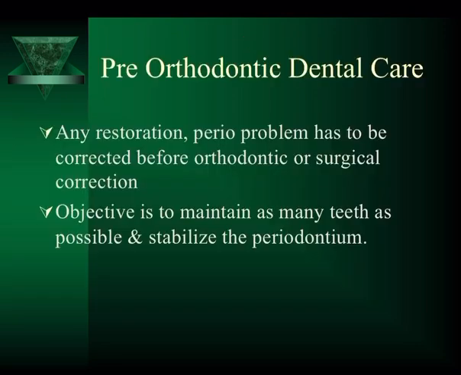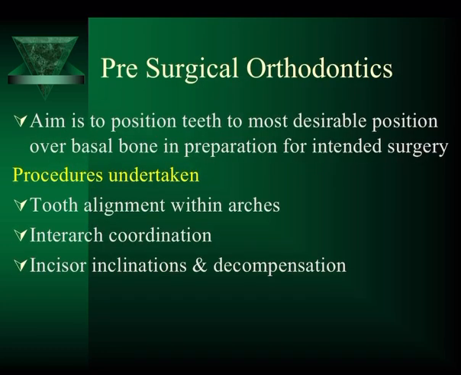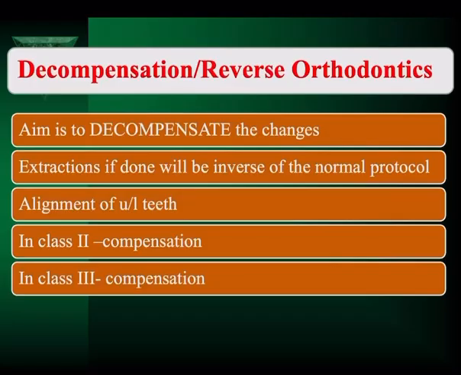Pre-orthodontic dental care: any restoration or perio problem has to be corrected before orthodontic or surgical correction. Objective is to maintain as many teeth as possible and stabilize the periodontium. The pre-surgical orthodontics: the aim is to position teeth to the most desirable position over basal bone in preparation for intended surgery. The procedures undertaken are tooth alignment within arches, inter-arch coordination, incisor inclinations and decompensation.